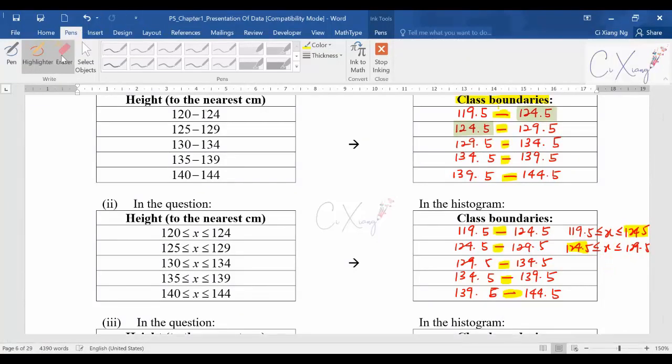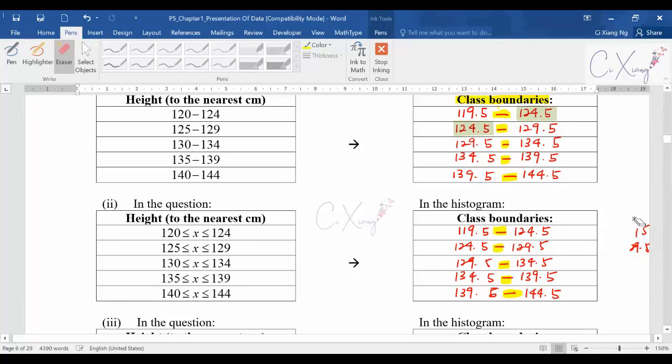So again, when we are dealing with class boundary, don't use all these complicated symbols. Use the basic one and it will do. The class boundary is not for you to put your data into the class. It is just for you to sketch your graph. So if you want to put your data into the classes, let's say you have a height of 124.5, you shouldn't put it under the class boundary side.